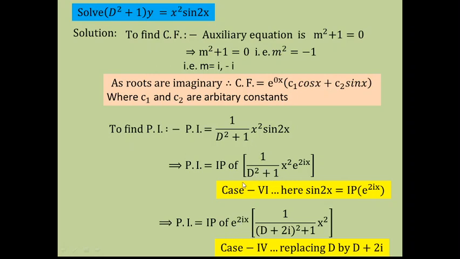Out of the operation means out of the operator, this D, and at the same time we will replace D by D plus a. What is the value of a here? It is 2i. So D is getting replaced by D plus 2i. All other terms remain as it is. So this is according to case number 4.